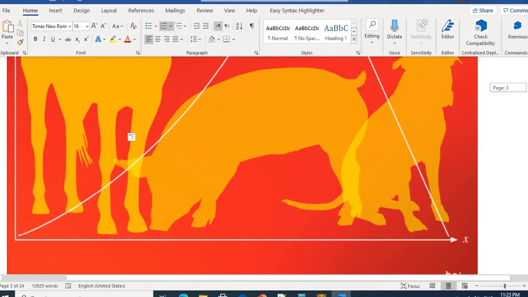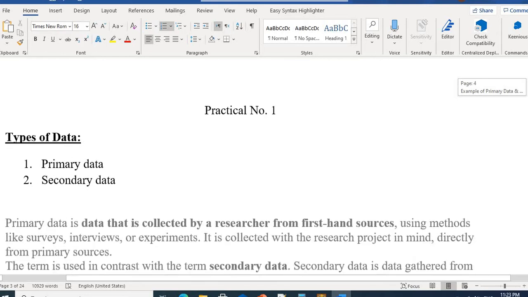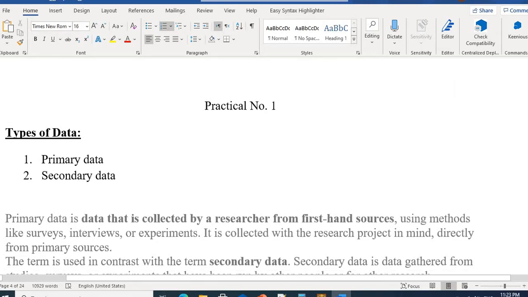Now come towards the first topic of this practical lecture, that is type of data. There are 2 types of data, primary data and secondary data. Here I have given the detail of these 2 types of data. Primary data is the data that is collected by a researcher from first-hand source using methods like survey, interviews or experiment. It is collected with the research project in mind and directly from primary source. The term is used in contrast with the term secondary data.